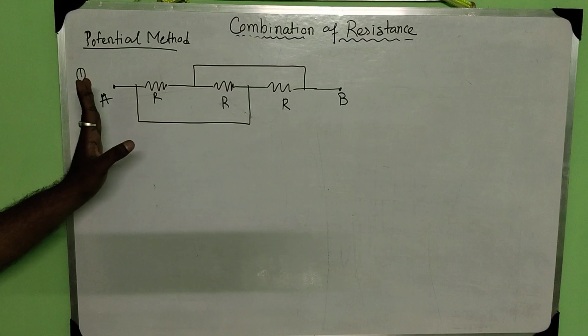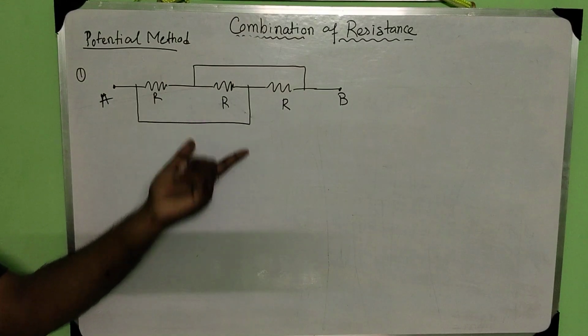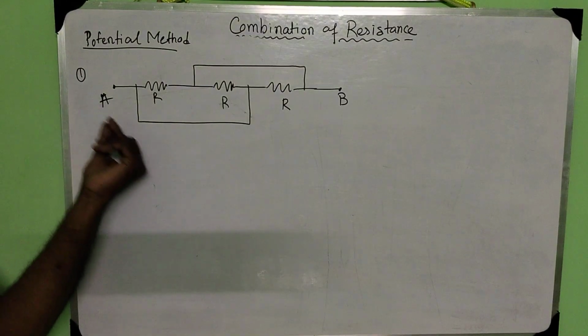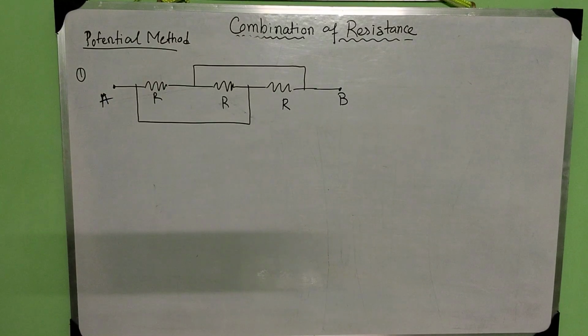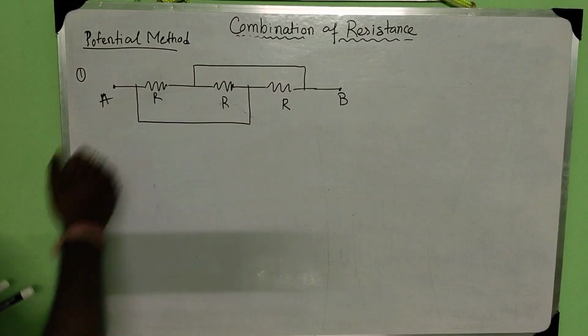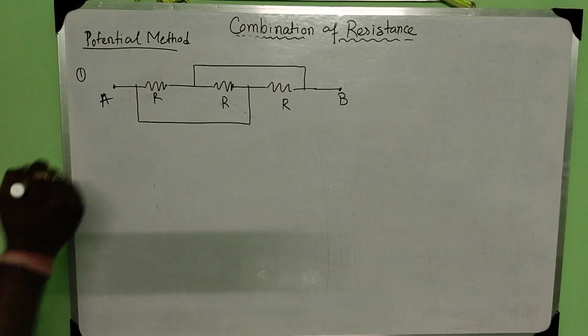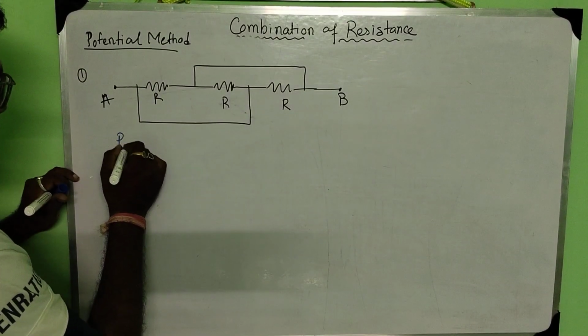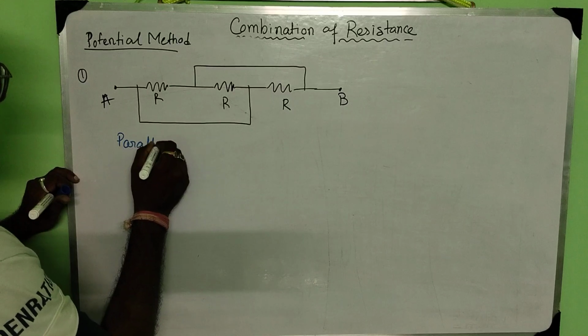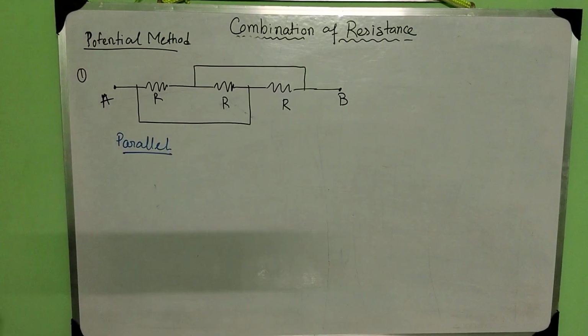Now initially, if we see, these resistances are in series connection and some connecting wires are just added. What is the resistance? Actually, though it is looking like a series, the resistances are actually connected in parallel combination. The resistances are connected in parallel combination.